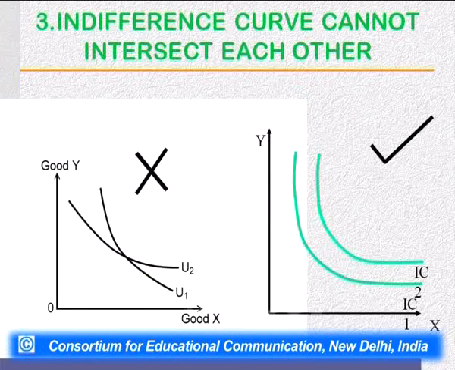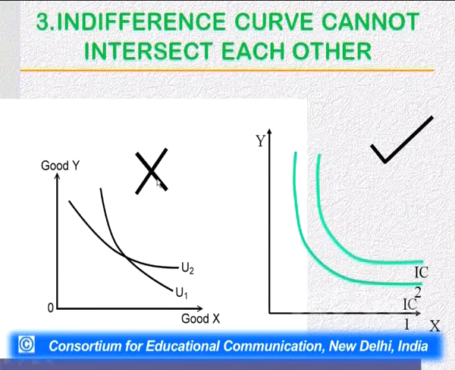Third, indifference curves cannot intersect each other. Indifference curves never intersect each other. If you draw more and more indifference curves on an indifference map, they never intersect each other. Why? If the indifference curves intersect each other, then the level of satisfaction would not be the same on the same indifference curve.